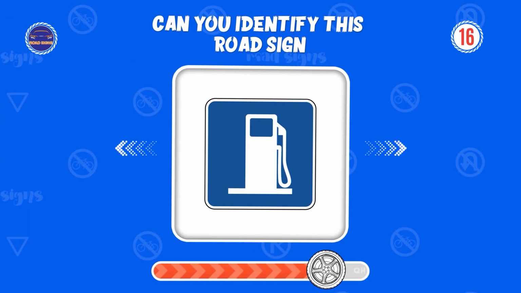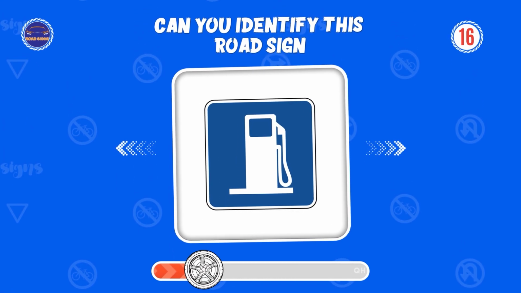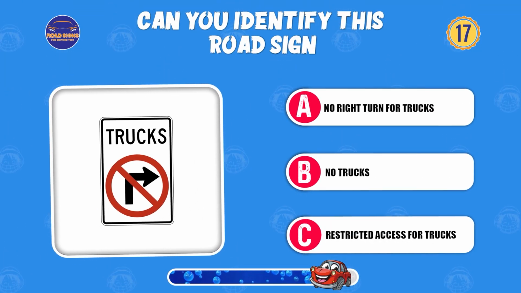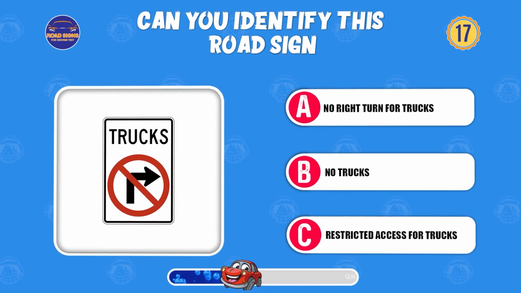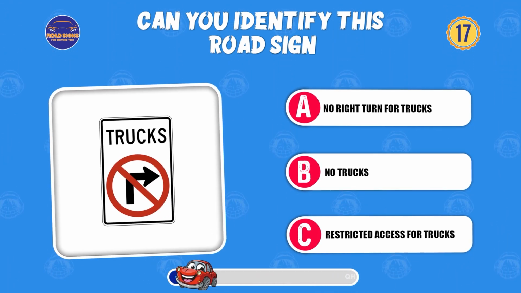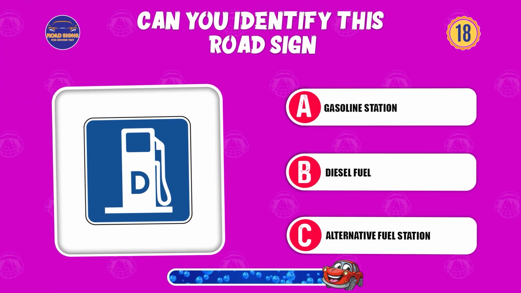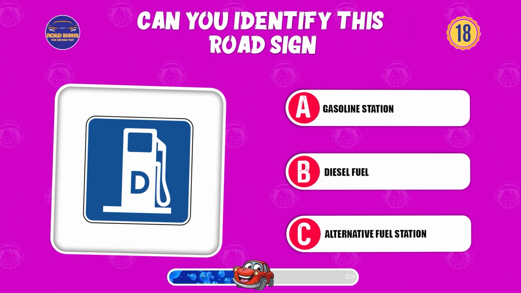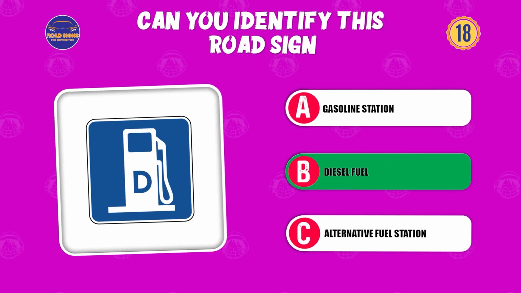Question 16. What does this road sign mean? Gasoline. Question 17. What does this road sign indicate? A. No right turn for trucks. Question 18. What does this road sign mean? B. Diesel fuel.